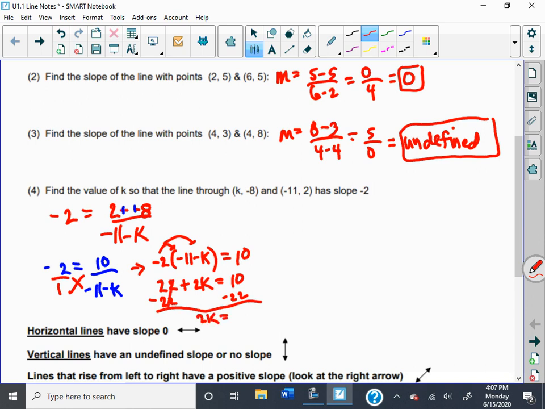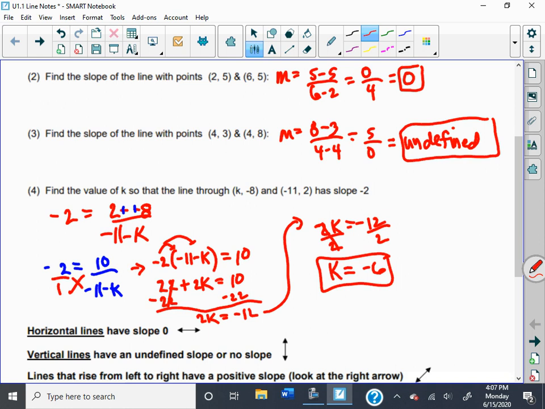2k is equal to negative 12. Finish it up here. 2k equals negative 12. Divide by 2 on both sides. So k equals negative 6. All right, so that's the value of k. It's negative 6.